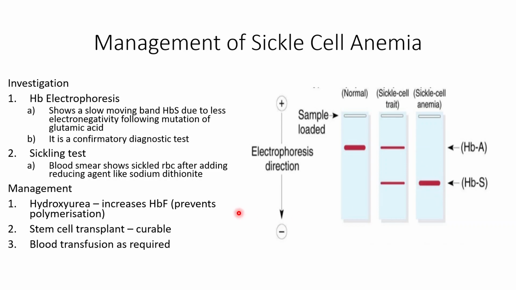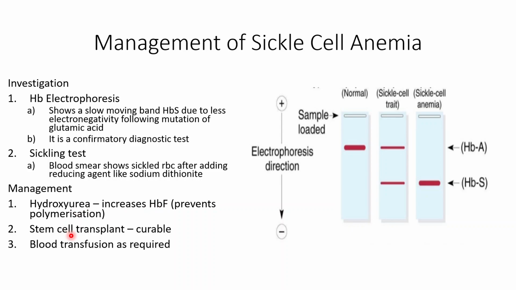So how do we manage that? Sickle cell anemia is managed with drugs like hydroxyurea. Hydroxyurea increases hemoglobin F formation. Remember, hemoglobin F has gamma chains and is made up of alpha 2 and gamma 2. Hemoglobin F also prevents polymerization of hemoglobin S, and decreased polymerization means decreased problems for the patient.